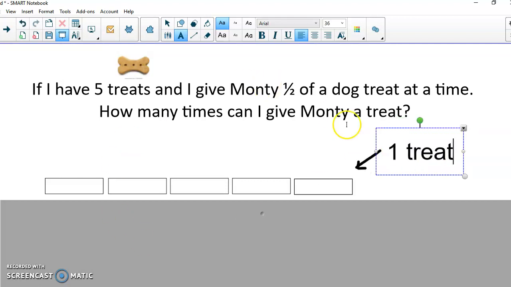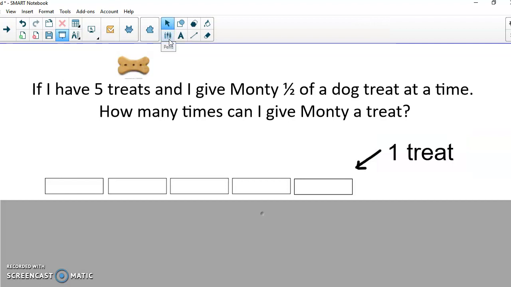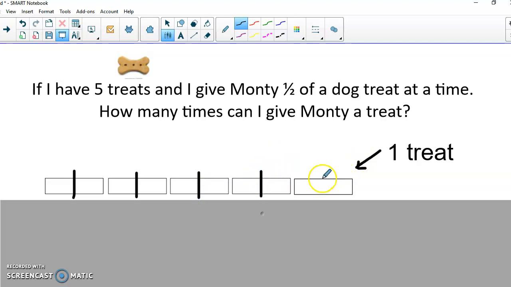Okay. What else, though, do I know from this problem? What do I have to do to each of the dog treats? Well, Monty doesn't get a full dog treat. He only gets half at a time. So I'm going to cut each of my dog treats in half. What do you think is a label that I should put in? If you're doing this with me, I would like you to pause the video and go ahead and draw in your labels.